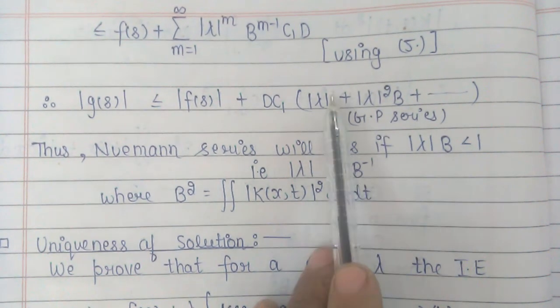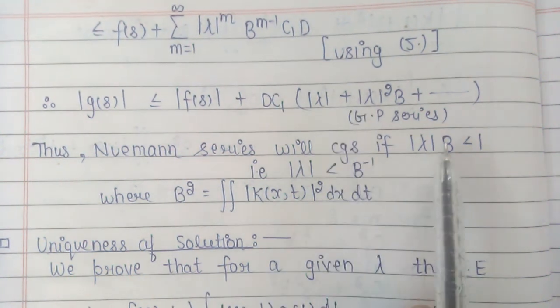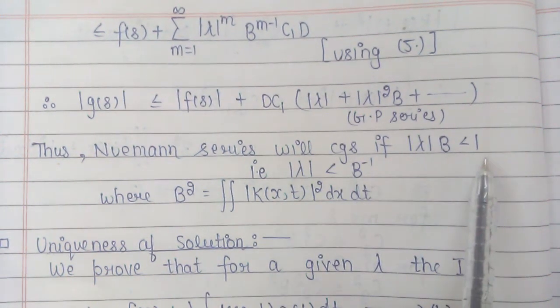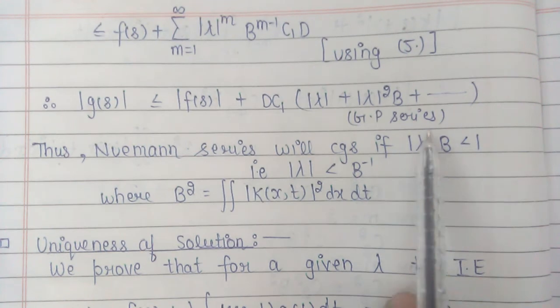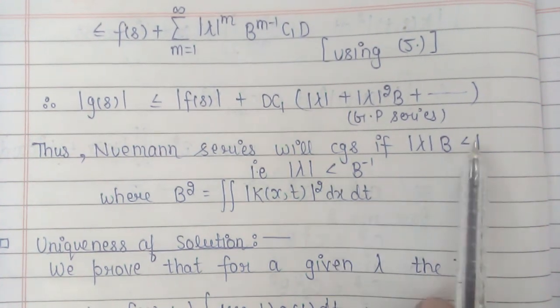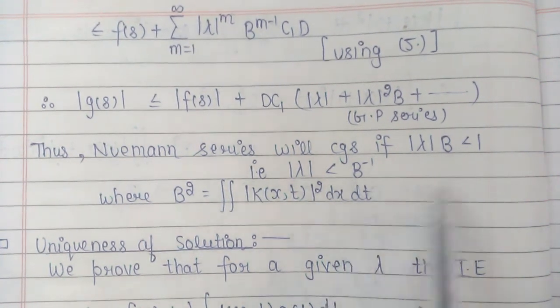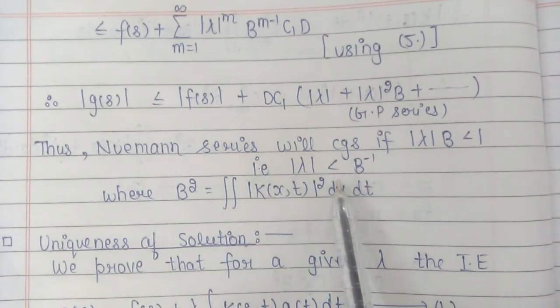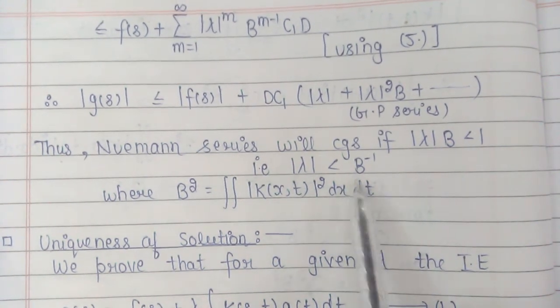So this series will be convergent if this common ratio is less than 1, or we can say that |lambda| is less than 1 upon b. So this is the condition of convergence for the Neumann series.